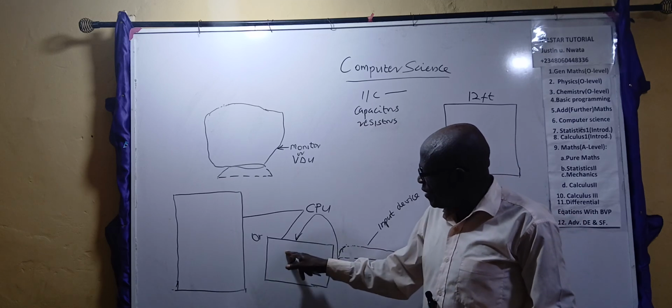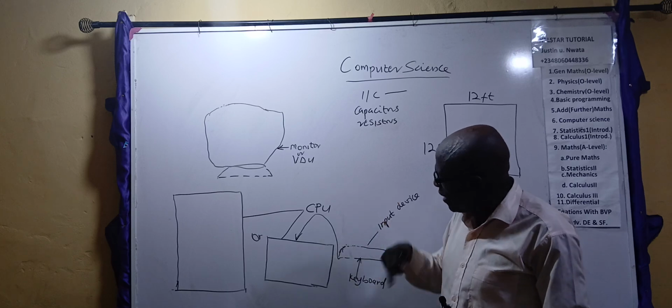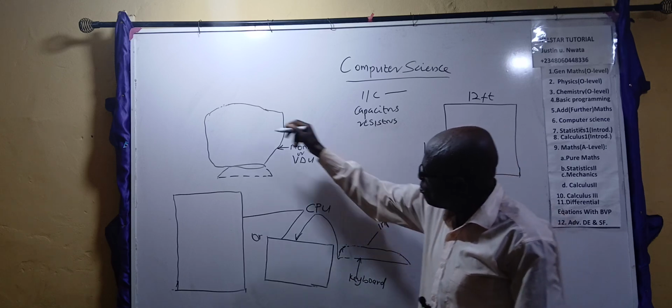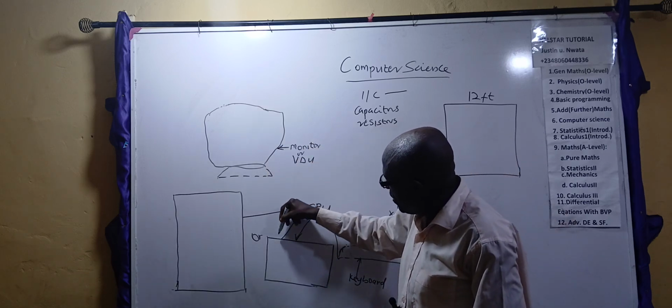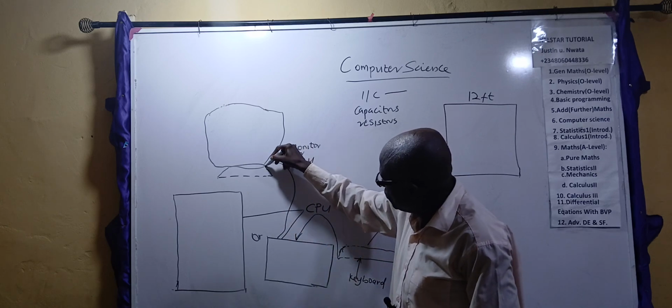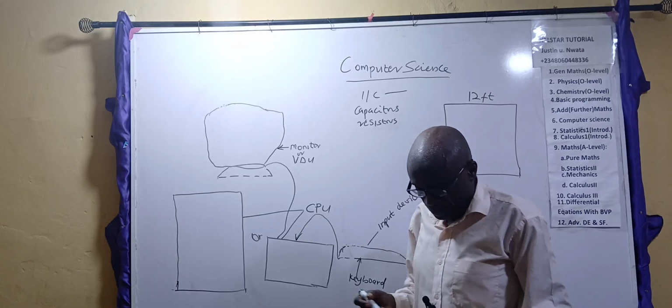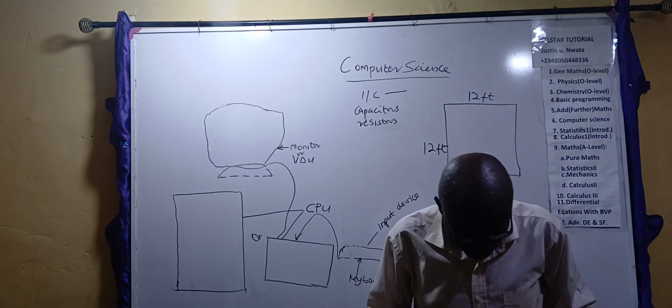After we input into the CPU, it will process it and reply to you and tell you back through this monitor. So there must be a wire connection from the back of the CPU or from the side to the what? To the monitor. So this is the starting point. There must be a connection.